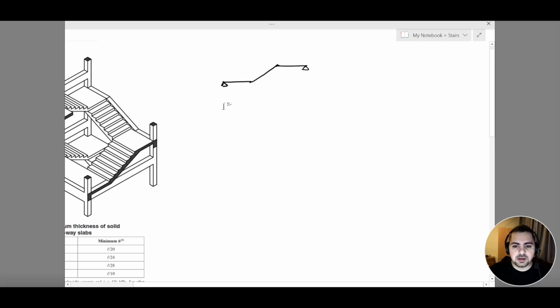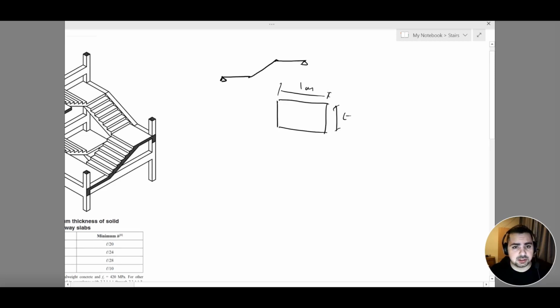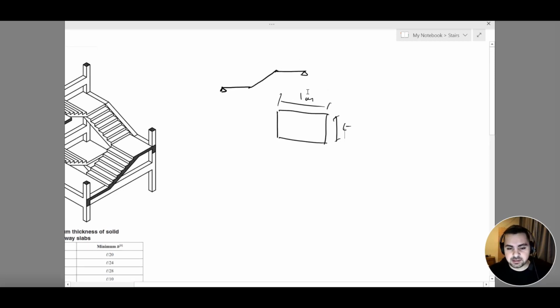Here we are representing this as a beam with a width of 1 meter and a thickness equivalent to the thickness of the staircase. We are talking about 1 meter because we usually reinforce per meter. Now we need to know what these two supports represent. To better understand them, we are going to talk more about them in a few minutes.